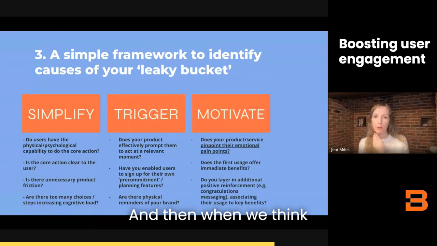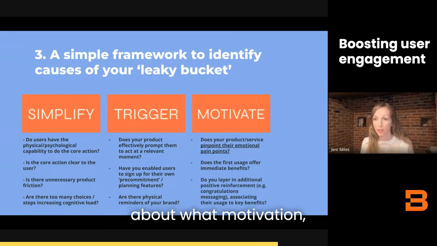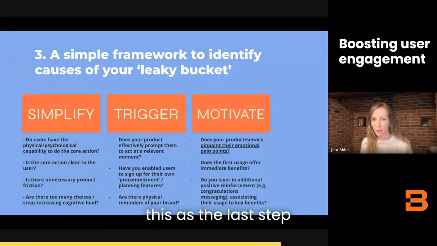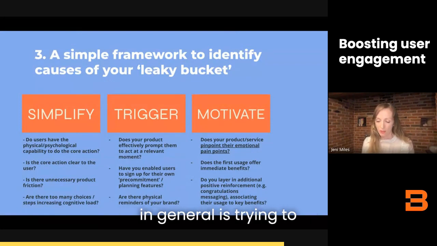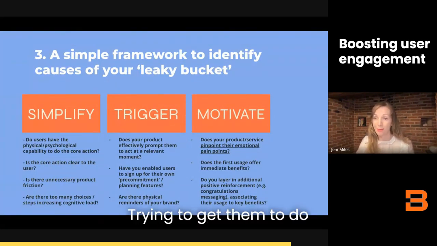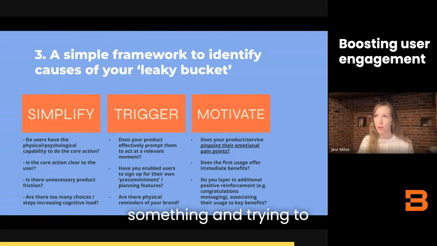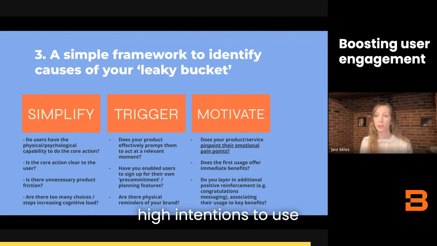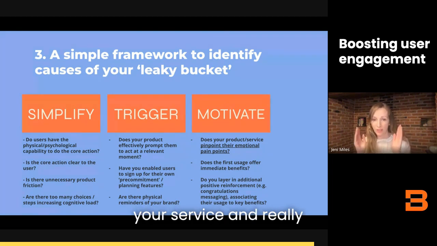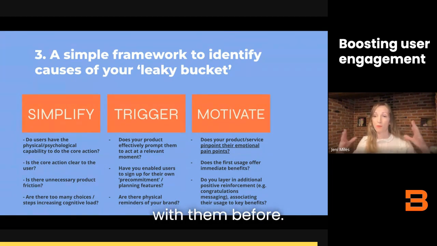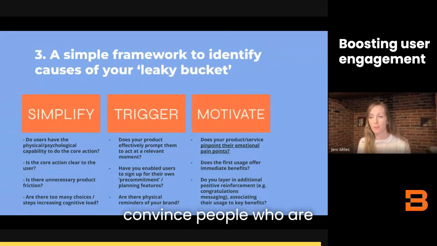And then when we think about motivation, I've deliberately put this as the last step, because what we've seen in general is that trying to boost people's motivation, trying to get them to do something, and trying to persuade them is actually really, really hard. And that's why it's better to focus on those users with really high intentions to use your service, and really nail what you're doing with them before trying to convince people who are maybe a little bit on the fence.